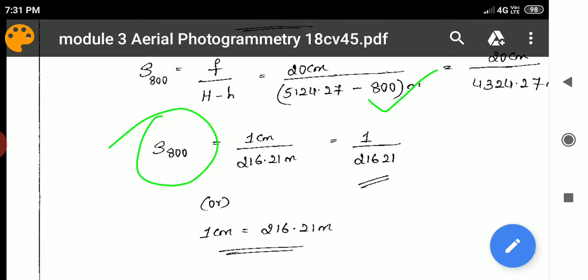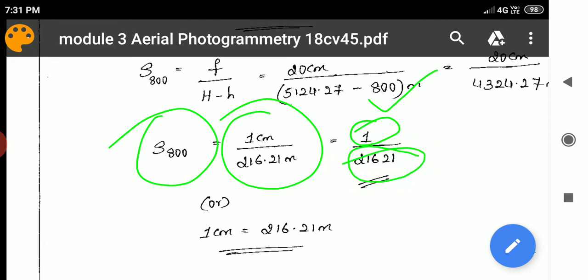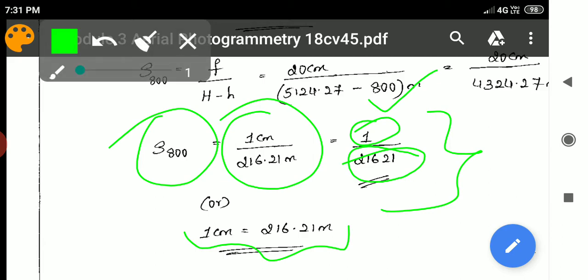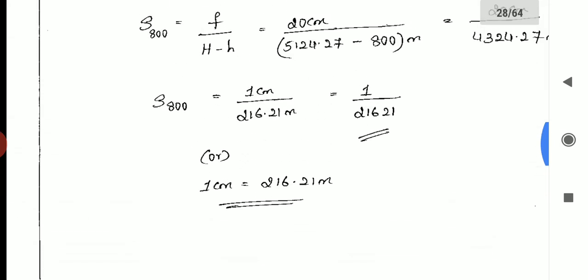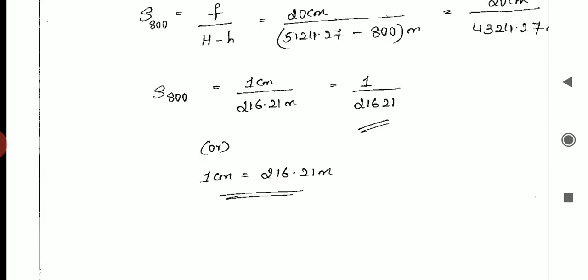So the same, 1 centimeter divided by 216.21 meters. In these cases he put 1 centimeter; meters converted into centimeters. You have to mention it like this or else like this. Okay, both are the same. It is the scale.